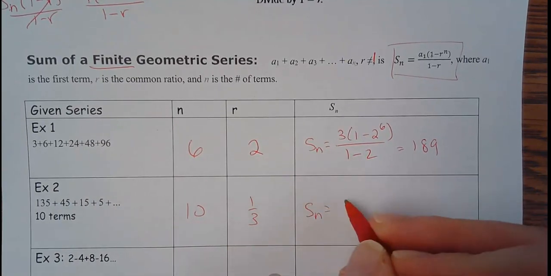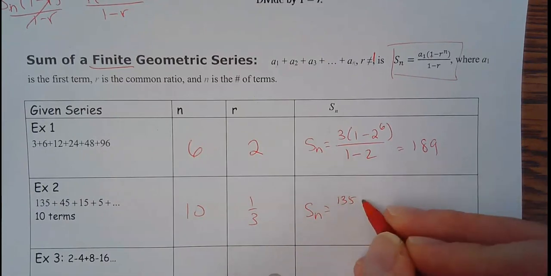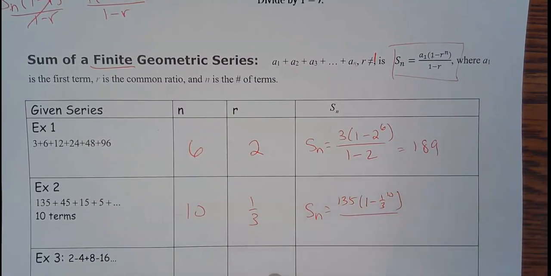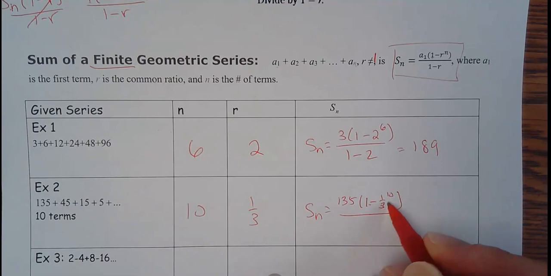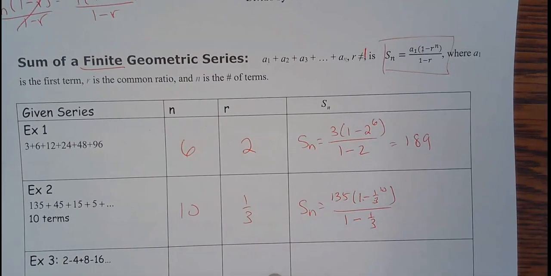So my sum is going to be my first term, which is 135, times 1 minus my ratio, which is 1/3, to the 10th power, since there are 10 numbers. And I'm not subtracting first. This isn't going to be 2/3 to the 10th power. This is 1 minus whatever a third to the 10th power is. So make sure in the calculator you do a third to the 10th power first, and then divide by 1 minus 1/3.